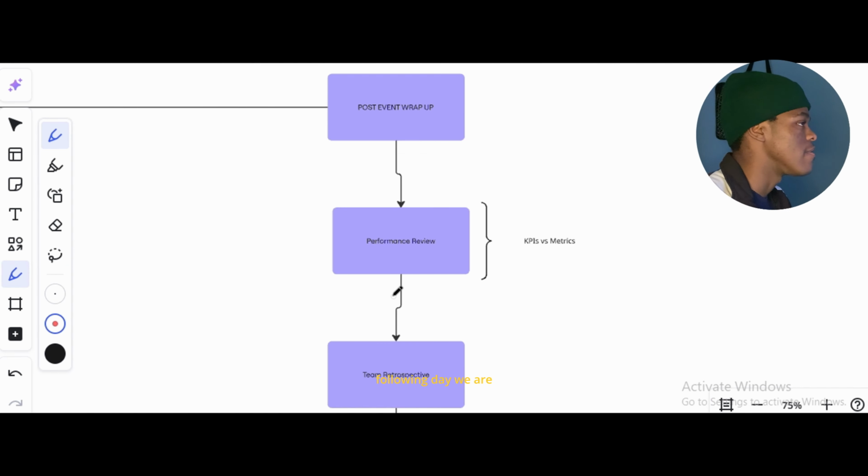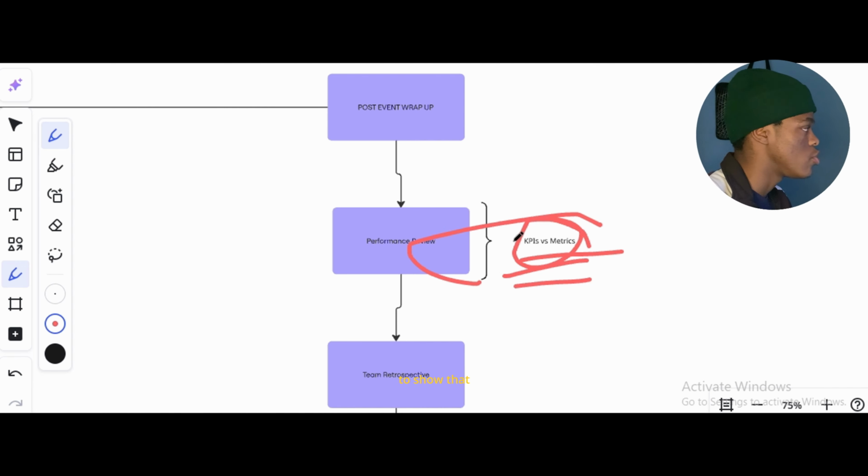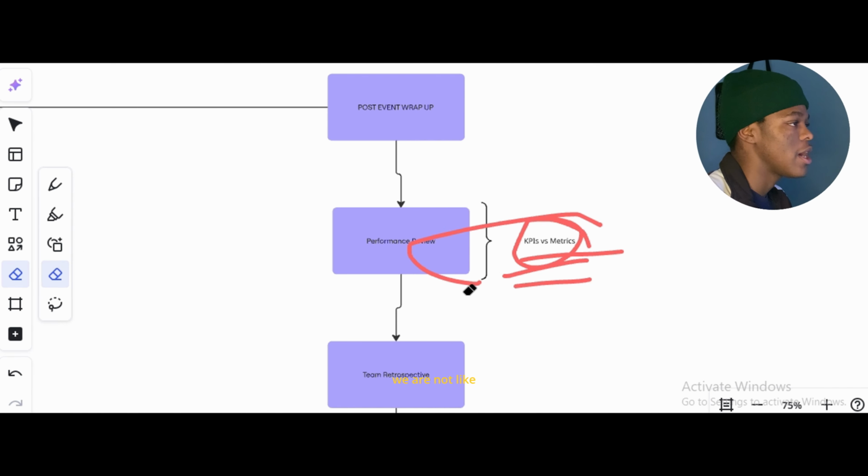Now it's the next day, the following day. We are looking at key metrics. We are looking at cost of event versus the metrics, right? How much did we actually make, right? How many people actually enjoyed? This is more about how we grow as a company. This is where we get to show that we are not like the rest of them, right?